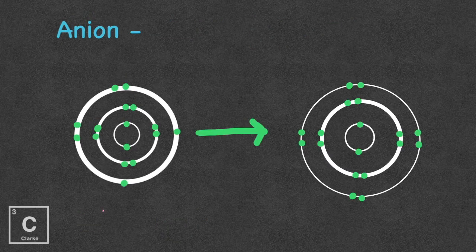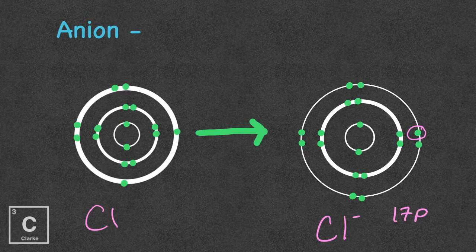So we had neutral chlorine. We gained 1 valence electron here. So now chlorine, the anion, has 17 protons, but it has 18 electrons. Now there are more negative charges than there are positive charges. So the nucleus is still pulling on those electrons, but the electrons are kind of winning and they can spread out a little bit. Anions, since we're adding electrons to the atom to get that negative charge, are going to be bigger than their neutral atom.